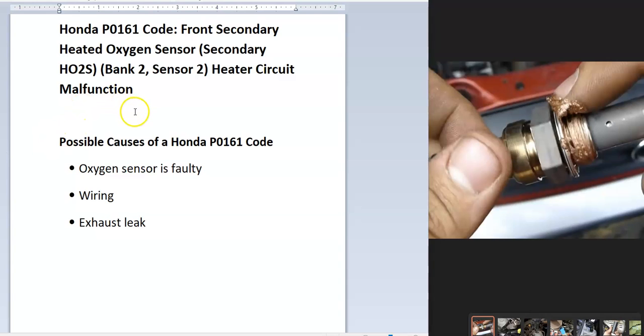And bank 2 is always the opposite side of the engine from the number one cylinder. So if you find the number one cylinder or the number one spark plug, then you go to the opposite side, that's bank 2. And on the exhaust, sensor 2 will be the second sensor on the exhaust as you go down.